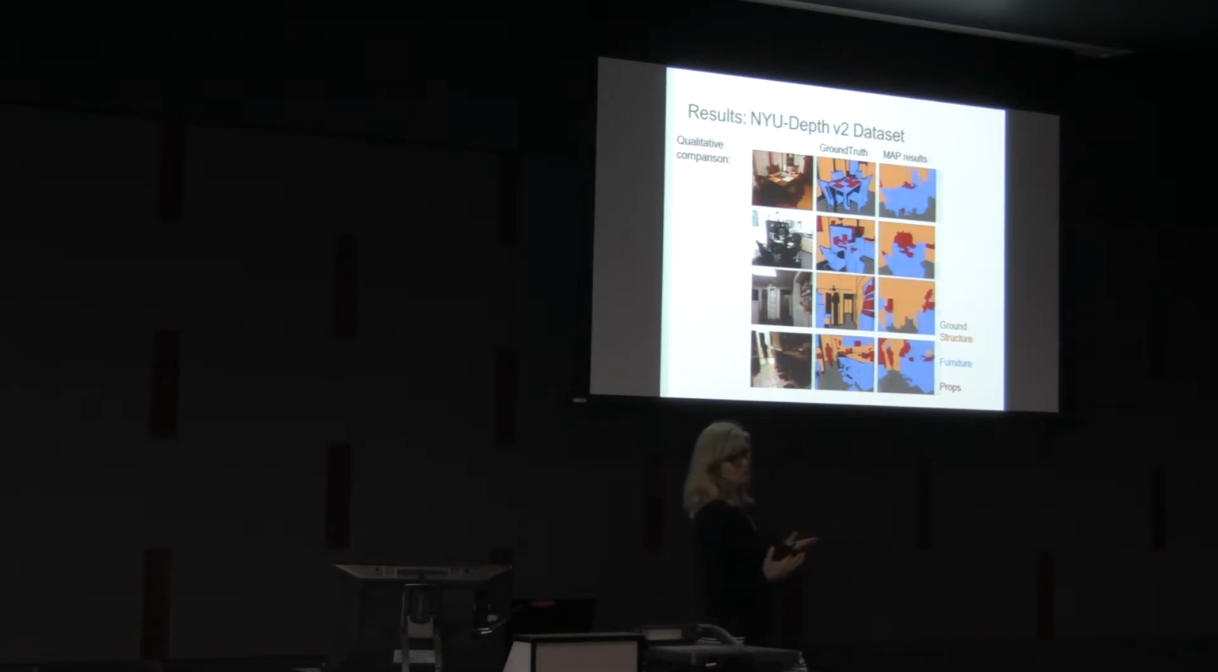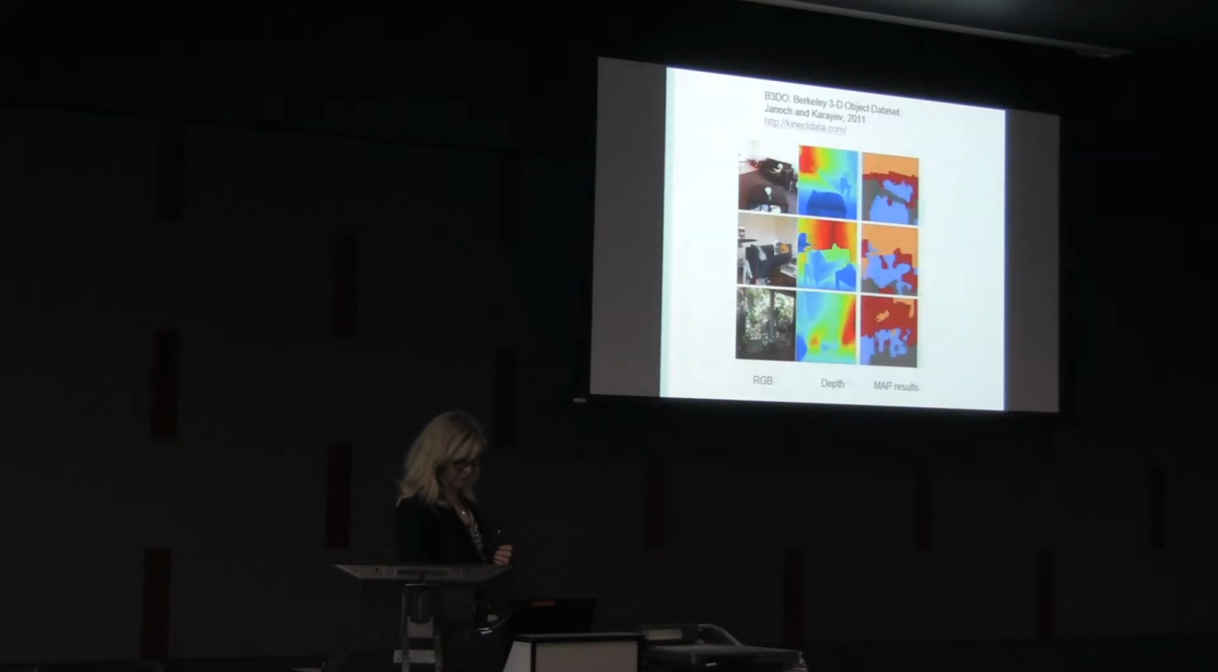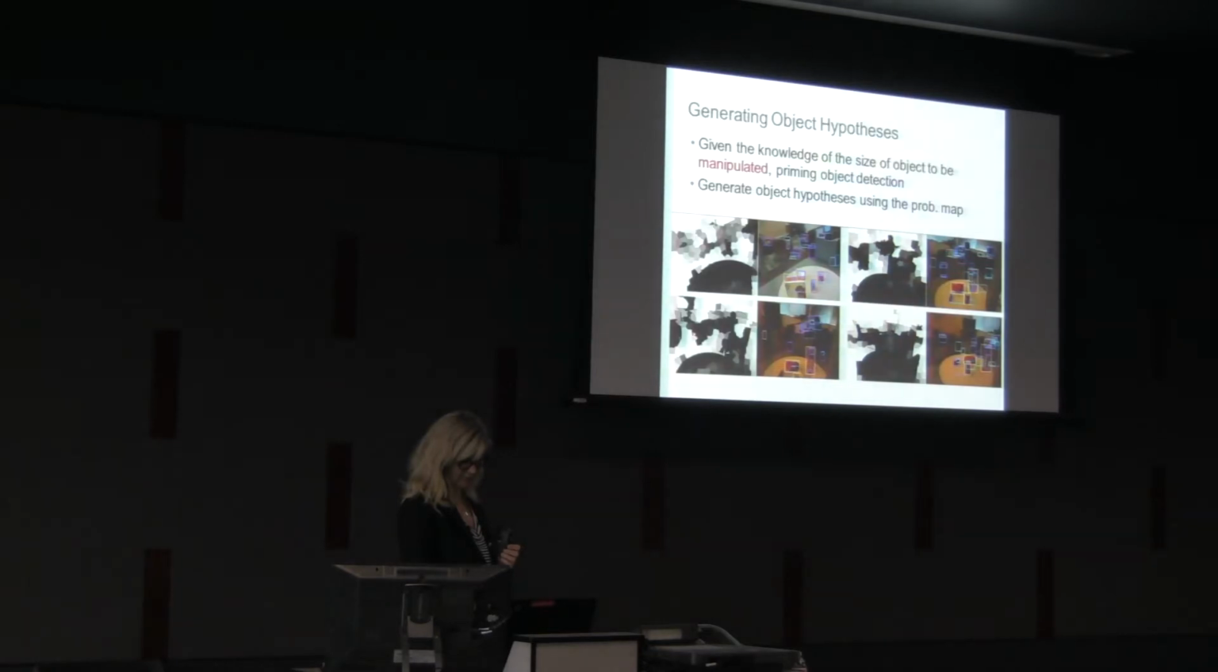Ground is usually very reliable. Structure and furniture can sometimes be confused, because this depends on where in the images, and the labels themselves are a little bit ambiguous, and then it generates some probabilities of what the likely locations of the objects are. And this is another example from another data set.